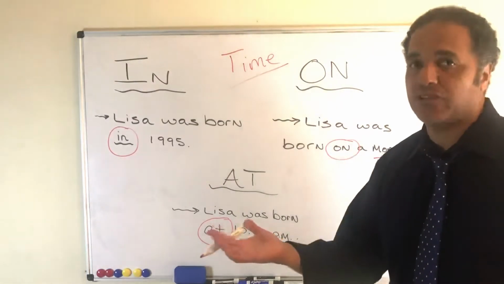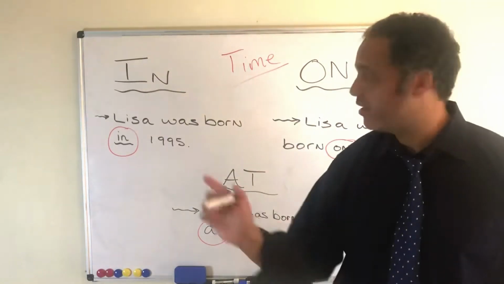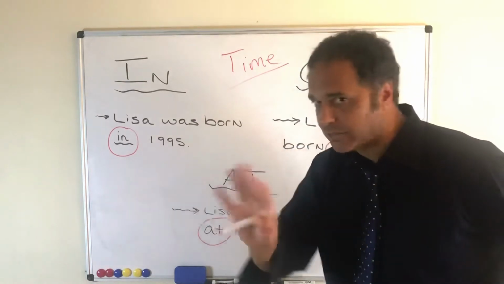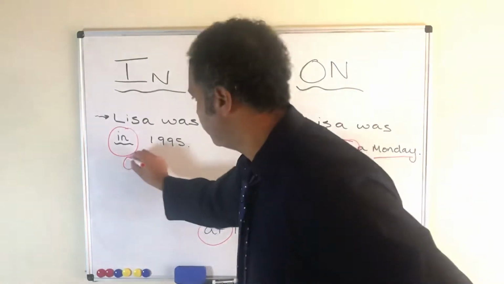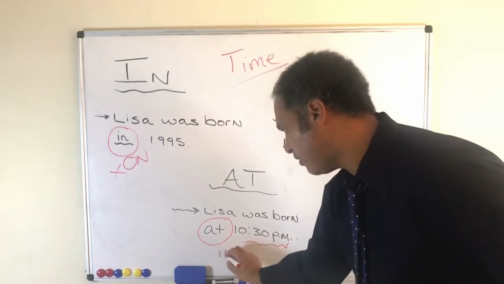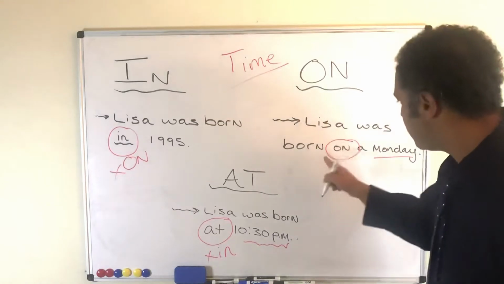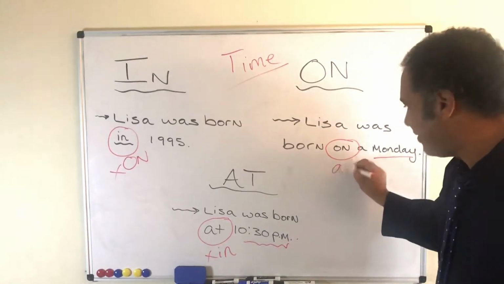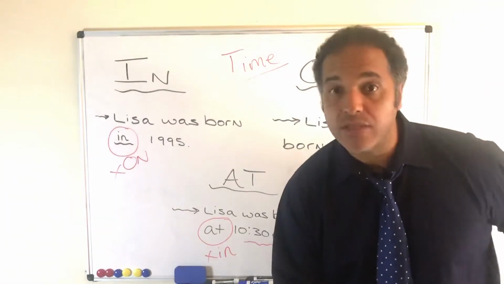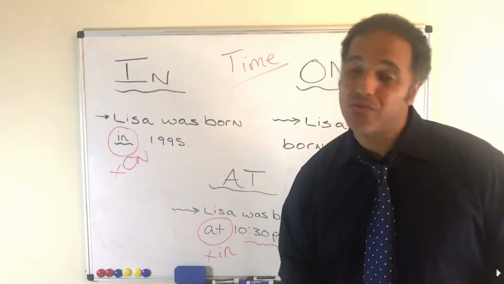So the answer, why? Why do we use different prepositions? Because I cannot say Lisa was born on 1995. That would be wrong. Same here. Lisa was born in 10:30. That would also be wrong. Lisa was born on a Monday. Can't say at. So, the simple answer to why we have to use these is rules.